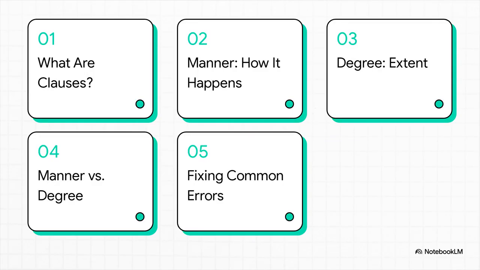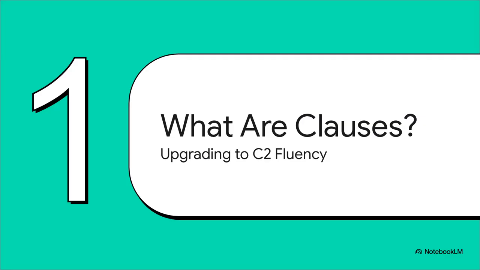Here's our quick roadmap for today's explainer. First, what are comparison clauses? Next, manner, how it happens, followed by degree, to what extent. Then we'll have a manner versus degree showdown, and finally, we'll wrap up with fixing common grammatical errors. Section 1. What are comparison clauses?